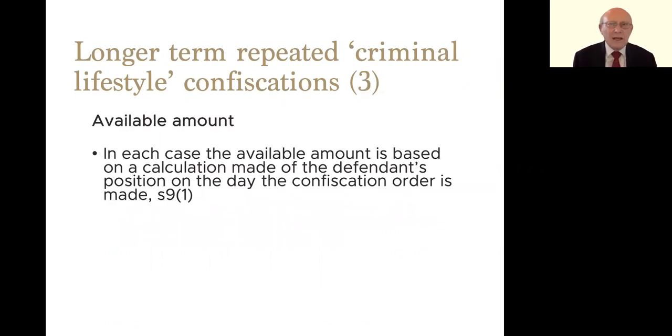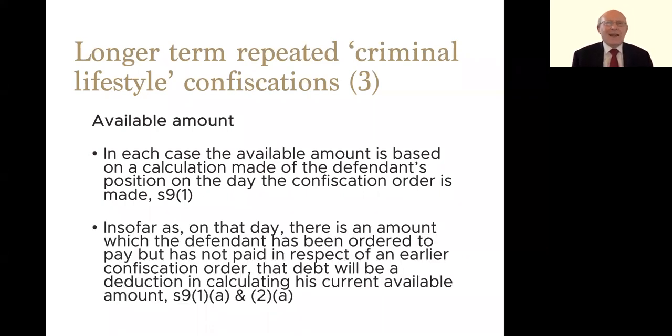What about available amount? Well, in each case, the available amount, of course, is the available amount today on a calculation made of the defendant's position on the day the confiscation order is made. And again, if on that day there are amounts outstanding in respect of earlier confiscation orders, then they're going to have to be deducted from the available amount. When I say amounts outstanding, I mean amounts which the defendant has been ordered to pay previously and has not yet paid, because he's still liable to pay those, and they're going to be deducted from his available amount this time, and he's going to be chased under the old orders for those.